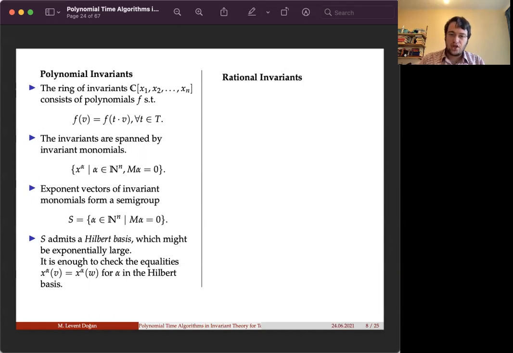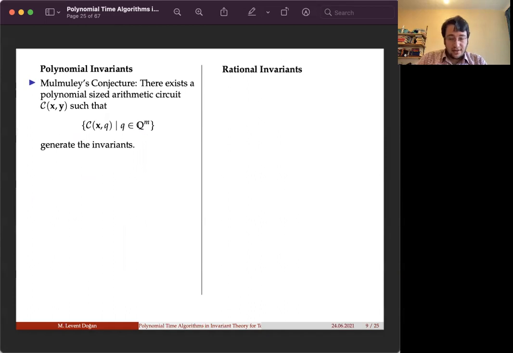So we have a finite set of generators for the invariant ring. And it is enough to check equalities for these generators to decide orbit intersection. But there's the problem. This Hilbert basis of a semigroup might be exponentially large with respect to n. So this is our first hardness result for invariance of scaling actions.